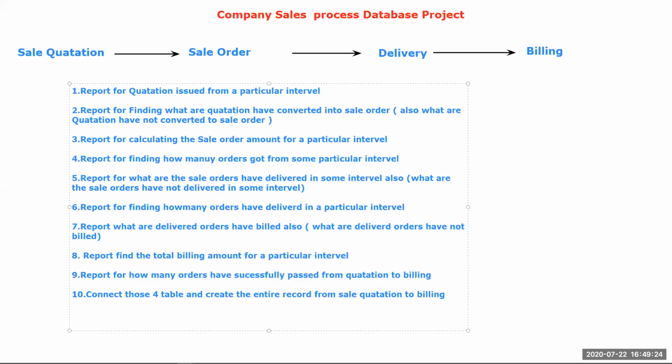The first question is the report for quotations issued in a particular interval. That means if I need to know what quotations were issued today, or in the past 10 days, I have to calculate and make some queries to find the quotations issued in a particular interval. Interval means the from date and to date. That's all.